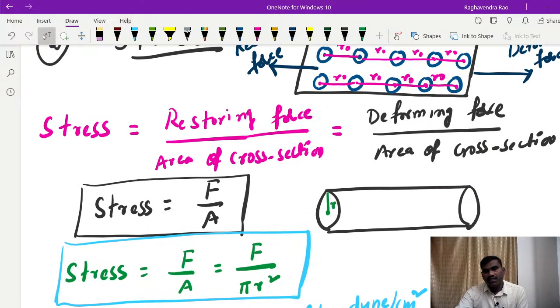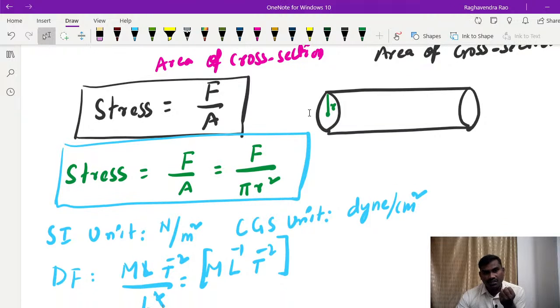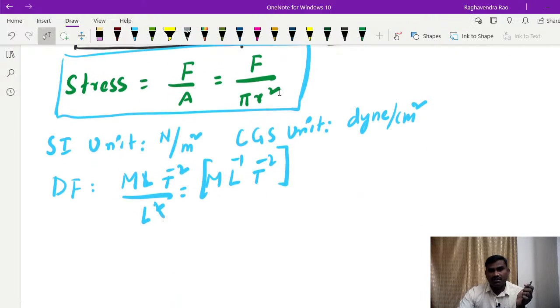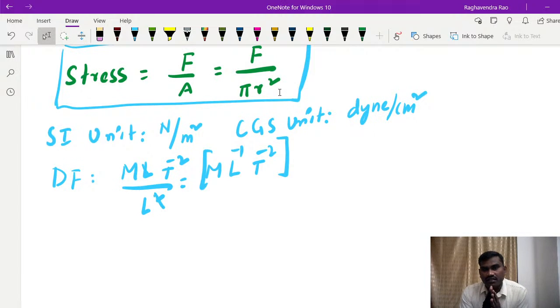So the internal restoring force acting per unit area of cross section is known as stress, which is equal to deforming force, since restoring force is equal to deforming force, divided by area of cross section. Now stress is equal to force by area, or F by pi R square if it has circular cross section. Then SI unit is Newton per meter square, and CGS unit is dyne per centimeter square. Dimension formula is M L inverse T power minus 2.